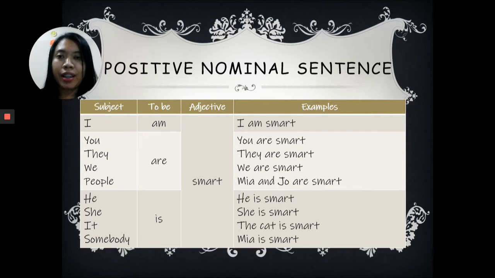And here in positive nominal sentence, I choose adjective. And the adjective that I choose here is smart. Now look at the examples. I am smart. You are smart. They are smart. We are smart. Mia and Joe are smart. Next, for subjects he, she, it, and somebody. He is smart. She is smart. The cat is smart. Mia is smart.